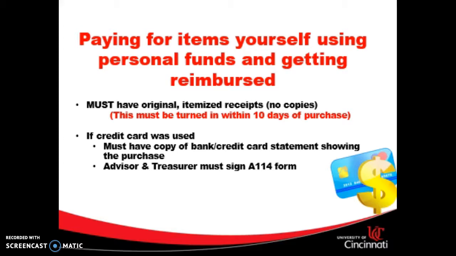If you're paying for items yourself using your personal funds and getting reimbursed, you must have the original itemized receipts with no copies, and you must have it turned in within 10 days of your purchase. If a credit card was used, you must also include a copy of your bank statement showing the purchase, and your advisor and treasurer must sign and fill out an A114 form, which will include your name, address, M number, amount to be reimbursed, detailed payment description, and signatures of your advisor and treasurer. If the reimbursement is for food, you'll also have to include a list of those who ate or a copy of a flyer email showing there was food provided at an event.